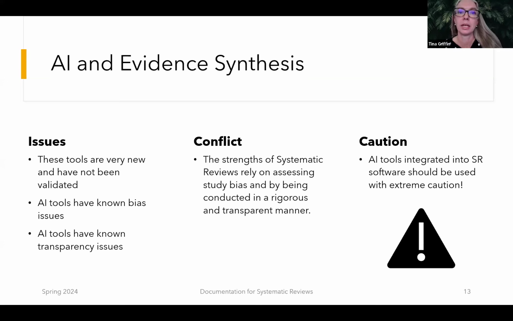We cannot replicate the work that AI is doing. And for that reason alone, it is very difficult to say it's appropriate to use an AI tool for systematic reviews, because then the systematic review can't be replicated in and of itself. So any AI tool that is integrated into any SI software right now should be used with extreme caution, because that makes your systematic review not replicable.